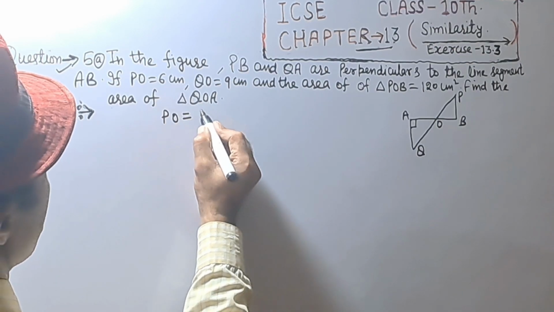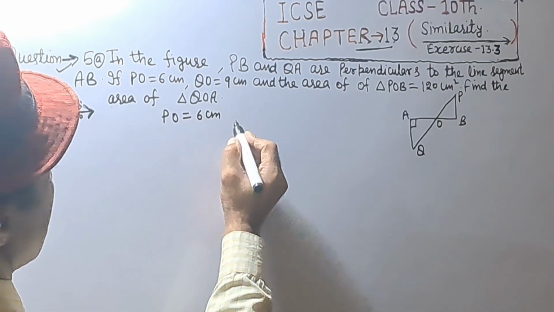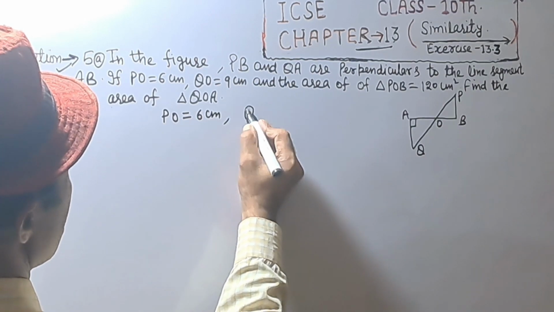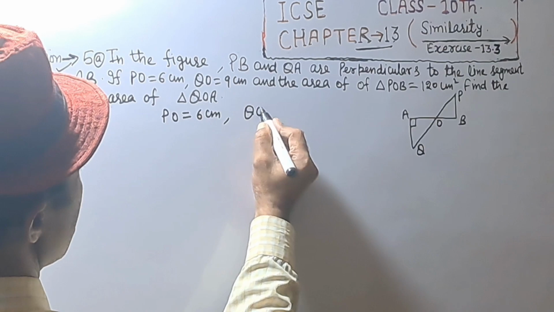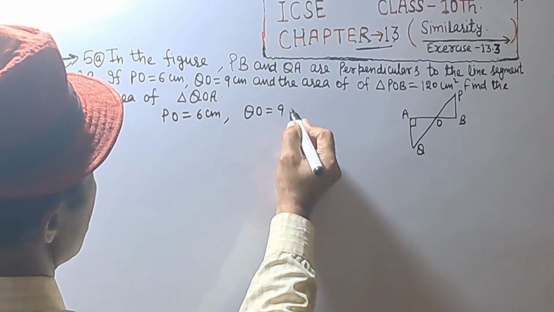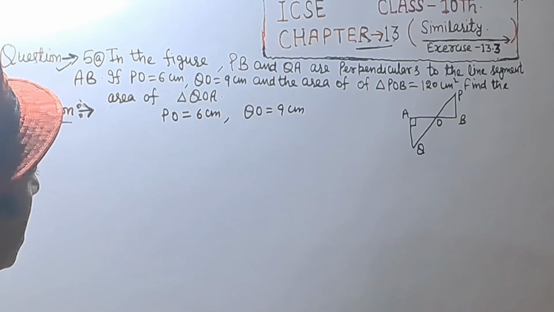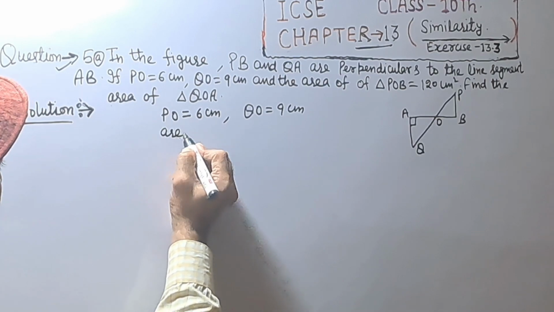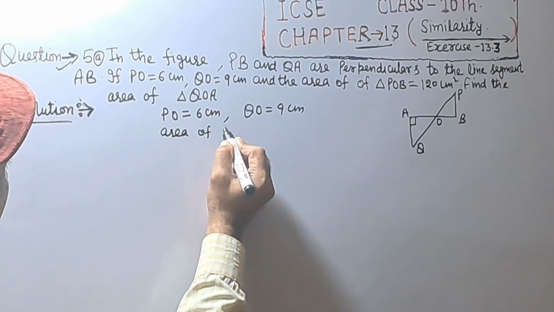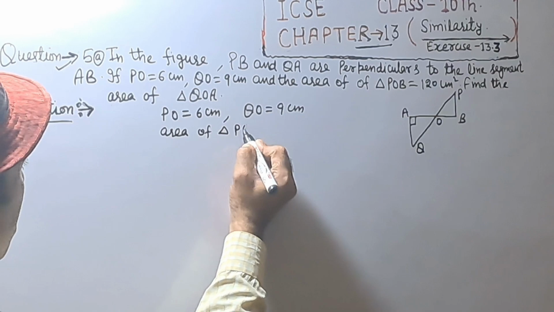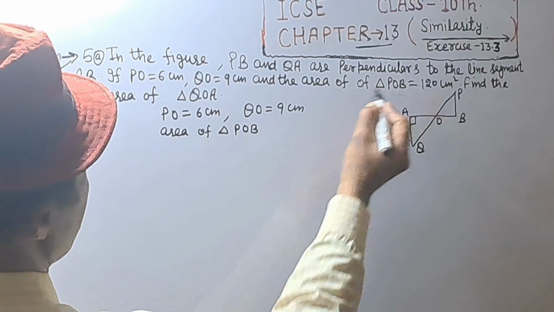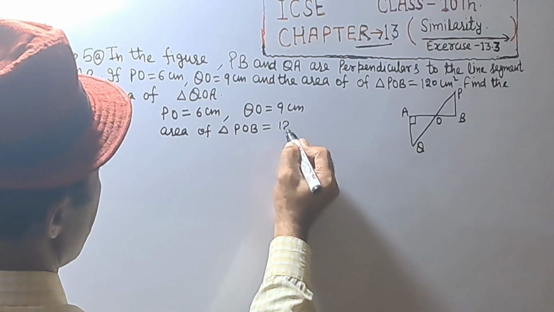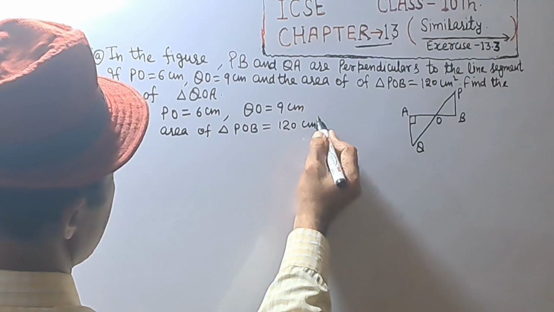Given PO is equal to 6 cm and QO is equal to 9 cm, area of triangle POB is equal to 120 cm square.